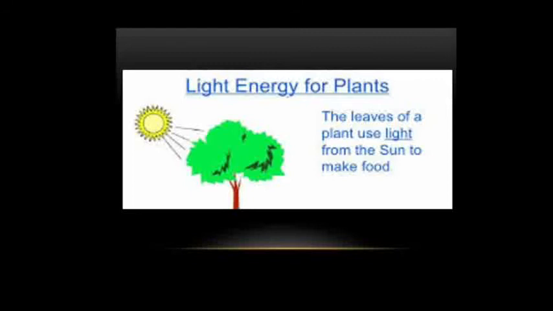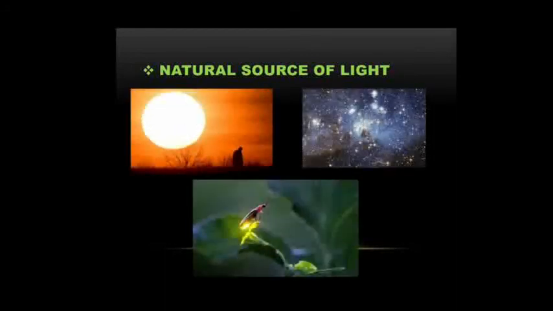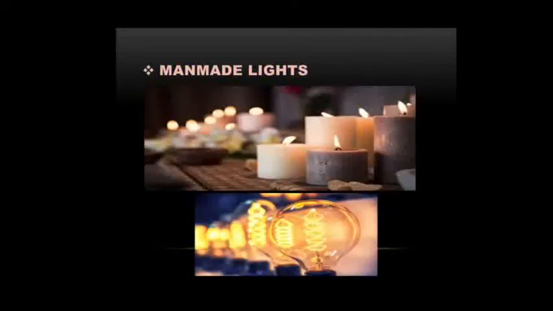Plants need light from the sun for photosynthesis. Animals need light to search for food. It helps us to see everything during the day and provides the energy for everything on the earth. Other natural sources of light are stars, firefly, etc. Some man-made sources of light are tube lights, bulbs, candles, etc.